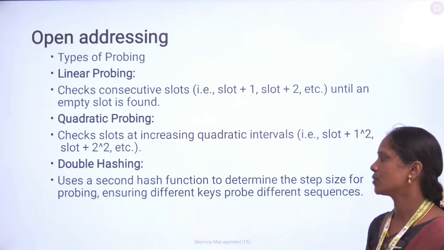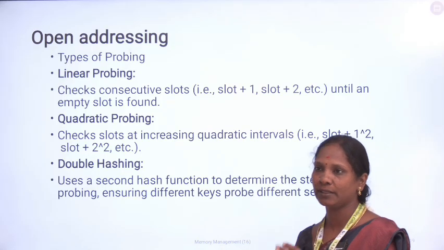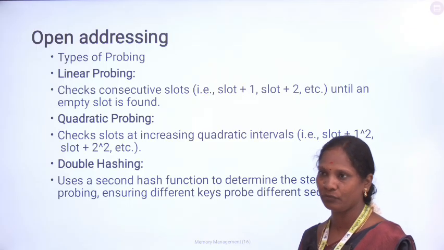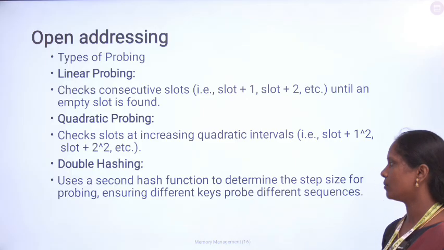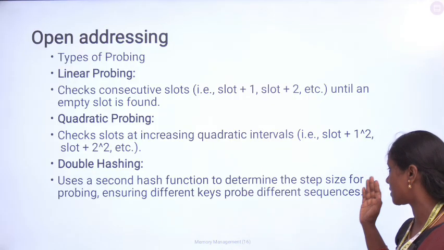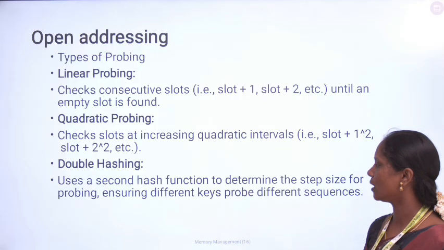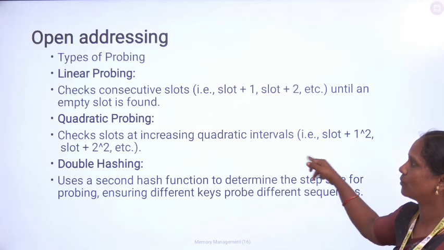Then double hashing. Already we know hashing is used to map data of any size to data of fixed size. So here we take an extra hash function, using a second hash function to determine the step size for probing, ensuring different keys probe in different sequences. That is double hashing.